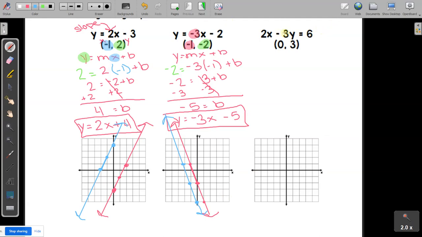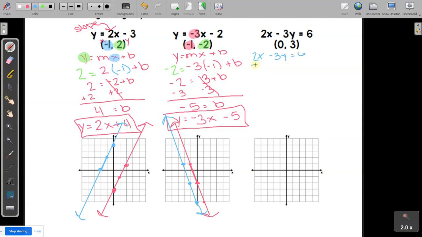Okay, let's check our work. We have the equation 2x minus 3y equals 6. So let's find our slope. Before, when we were finding our slope, I showed you the shortcut. Let's do this the long way to review how to change this from standard form into slope intercept form. So we're going to start with our equation.